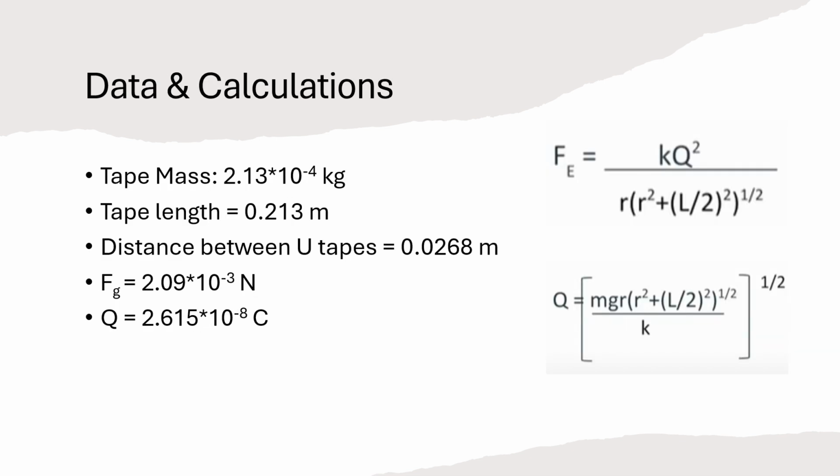For my data and calculations, I used the derived equations for the line of charge on the right, and then I rearranged this to find my Q and inputted Fg equals 2.09 times 10 to the negative 3 newtons, which is also equal to the electric force by Newton's second law. Using the recorded observations for the mass, the length, and the distance between the U-tapes, I calculated by hand that the charge was 2.615 E negative 8 coulombs. This was different from my GlowScript model because this was by hand and not using superposition.